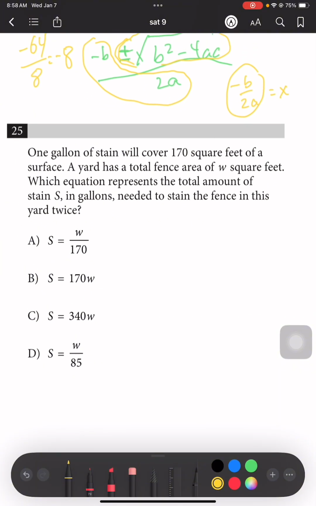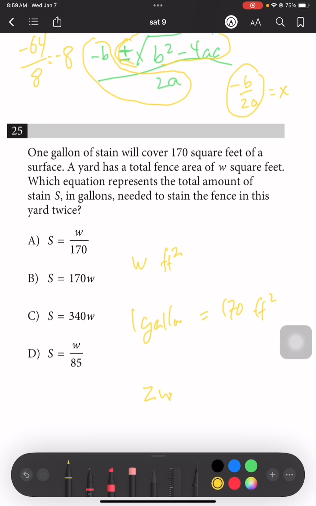25, 1 gallon of stain covers 170 square feet of yards, total fence of W square feet. Okay, W feet squared, which represents the total in gallons needed to stain this yard twice. Okay. 1 gallon would do 170 square feet. Yard's total fence area is W square feet. So you need to stain the fence in this yard twice. So 2W. All right, you need to do 2W worth of stain.